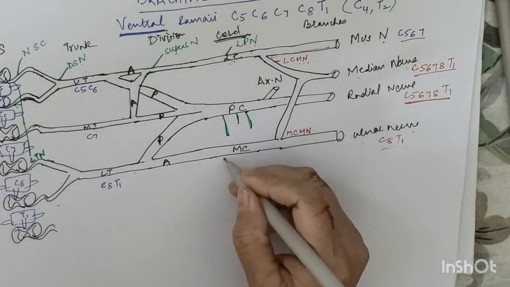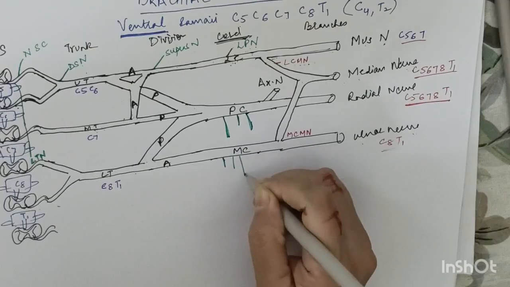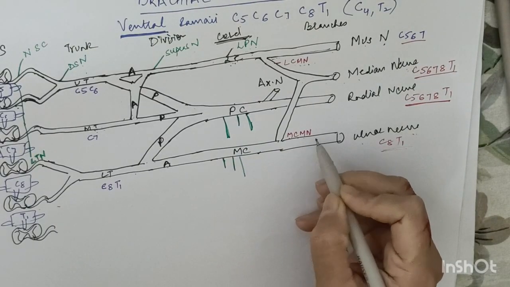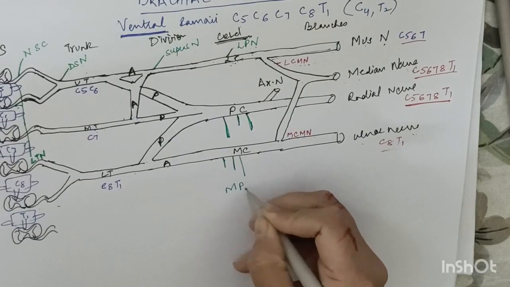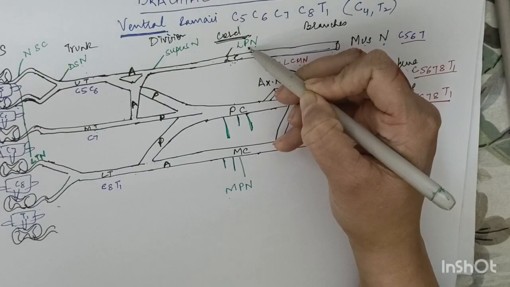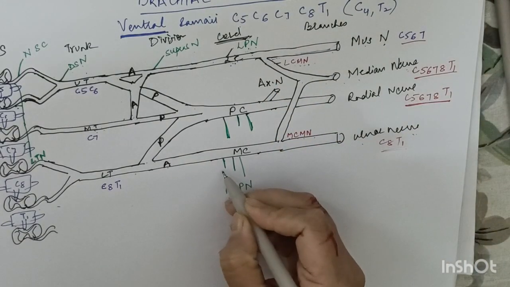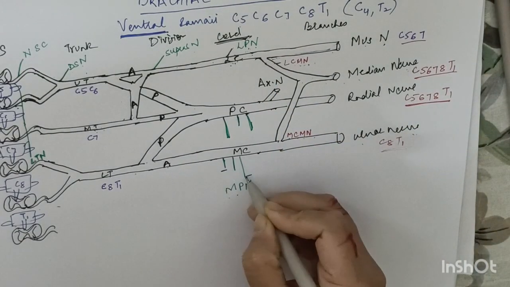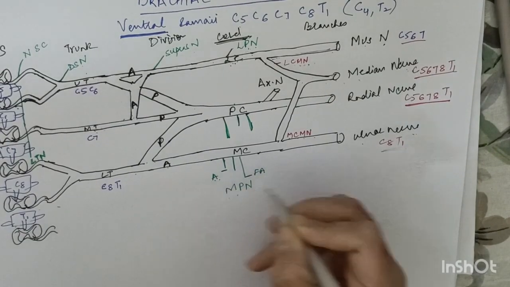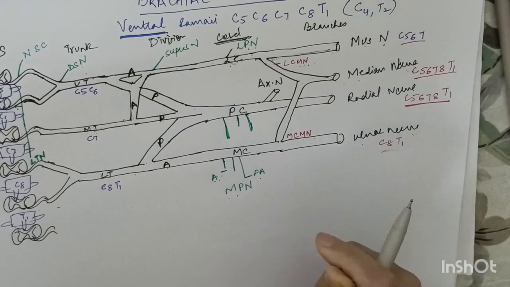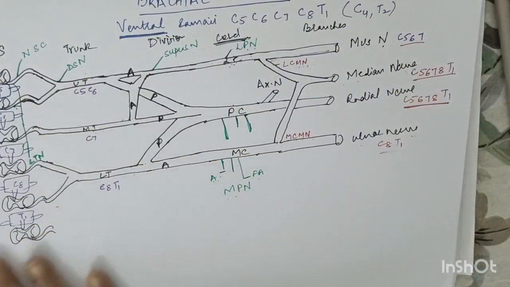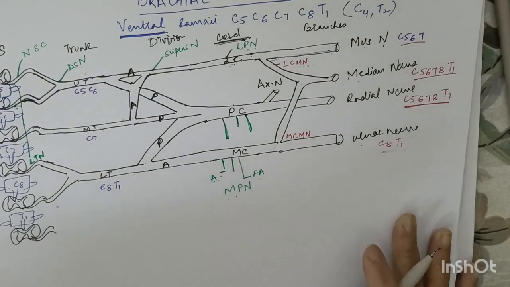Fine. And here in the medial cord, again there are three major branches. The medial pectoral nerve again supplies the pectoralis major muscle, along with the lateral pectoral nerve. And it has two cutaneous branches, for the arm as well as the forearm. So if you remember this, these are in a nutshell the brachial plexus itself.